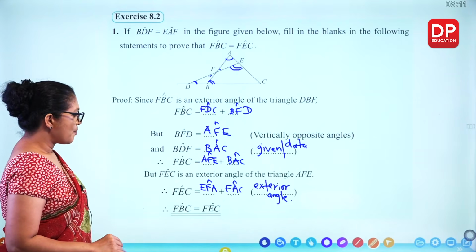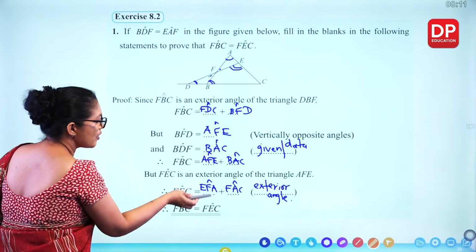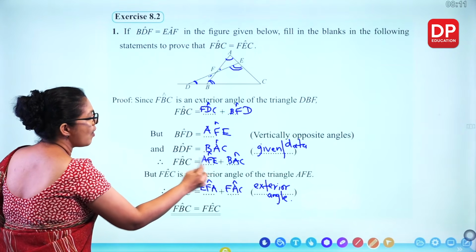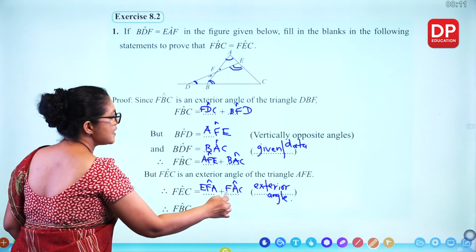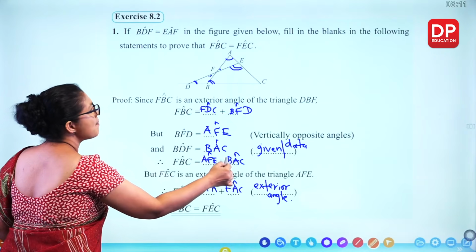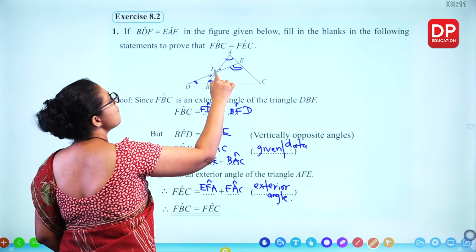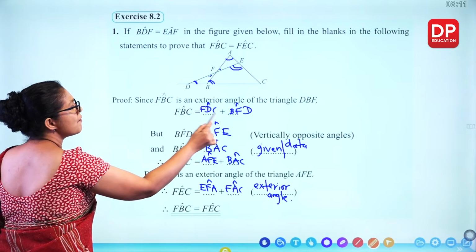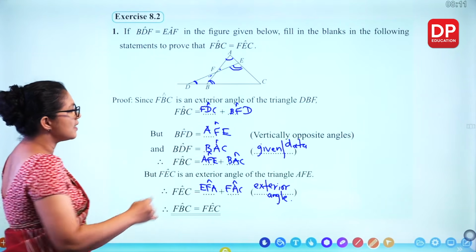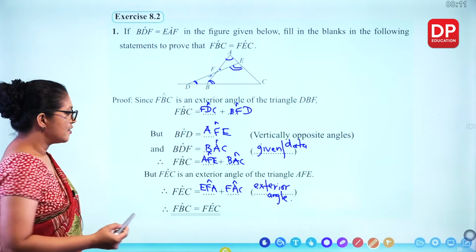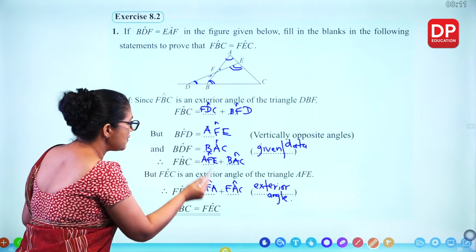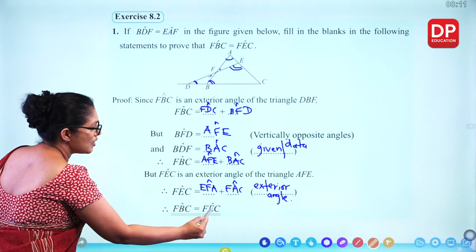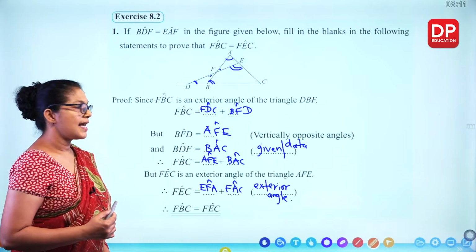So what can you say about these two? Now look at these two carefully. EFA or AFE plus FAC. FAC is the same as EDC angle. We found that is equal, already given. So what can we say? Same thing here. So we can write FBC angle is equal to FEC angle.